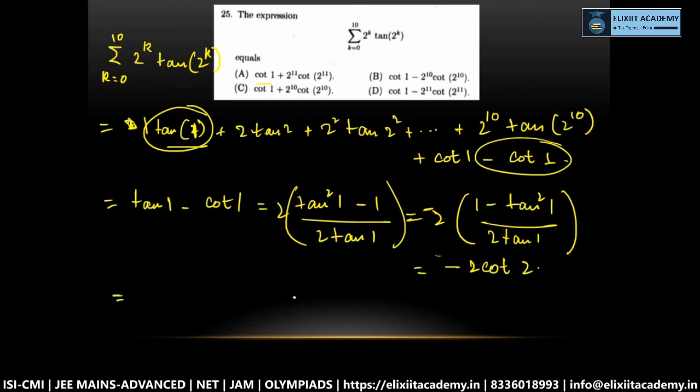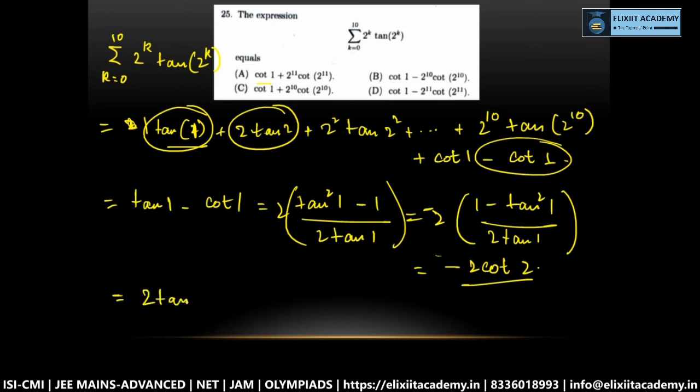So now you are basically having minus 2 cot 2. Now you combine minus 2 cot 2 and 2 tan 2. See what happens? Minus 2 cot 2 and 2 tan 2.